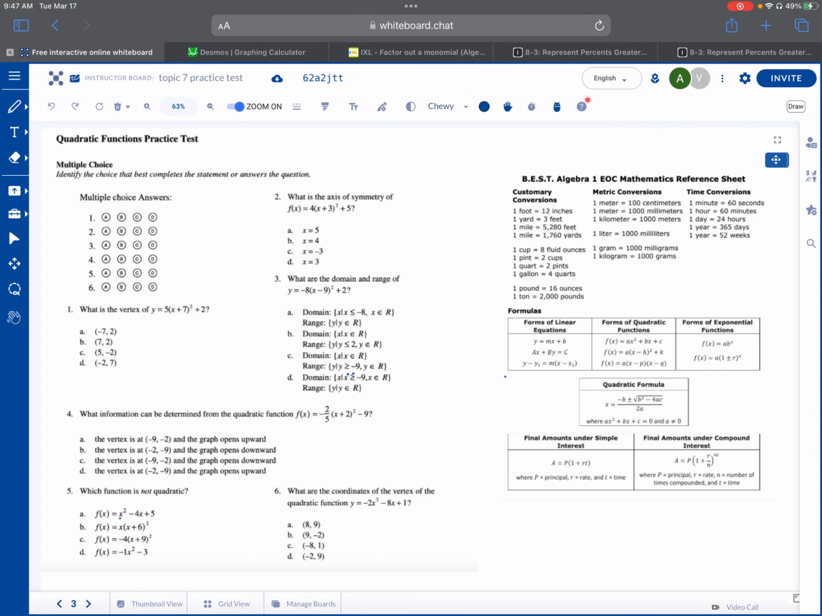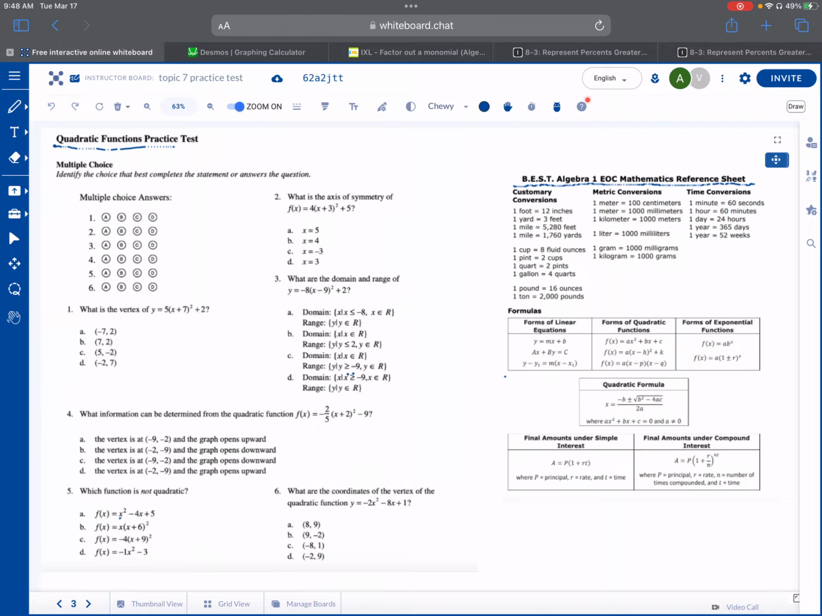Hello, this is Dr. Morales, and in today's video, we're going to go over a quadratic functions practice test. For this test, we're going to be using the best Algebra 1 EOC Mathematics reference sheet. This is a reference sheet given by the state of Florida.